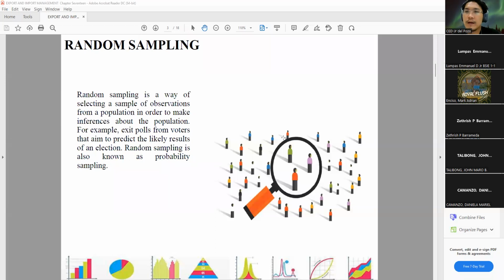Now, how do we get a sample out of a population? We do it by doing random sampling. Random sampling is a way of selecting a sample of observations from a population in order to make inferences about the population. For example, exit polls from voters that aim to predict the likely result of an election. Random sampling is also known as probability sampling.